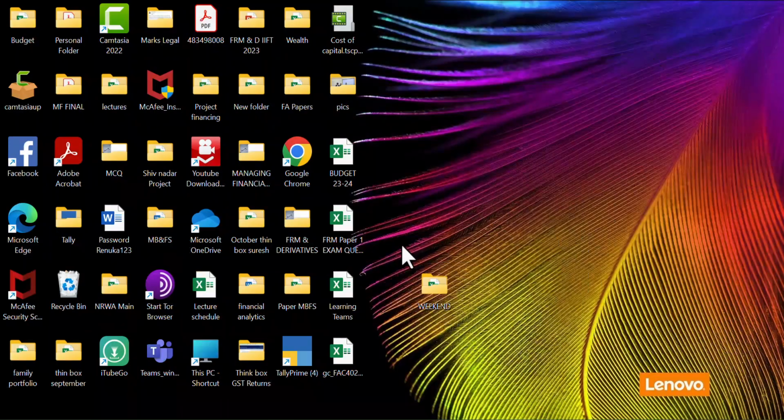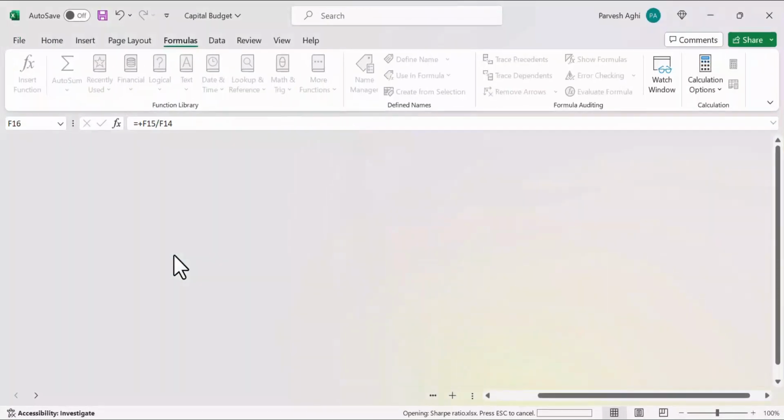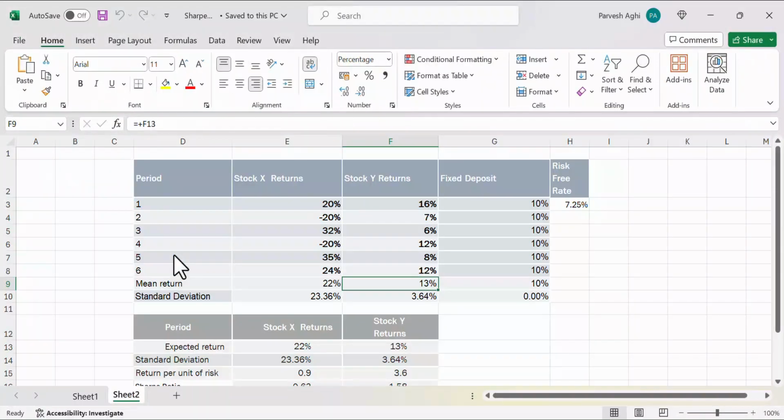So we are going to do a Sharpe ratio also later on, but the idea is to understand the risk. My folder is called Weekend, so I'll open this. Have you got this open with you? Just open if you have your laptops. There's a file which I have shared on Google Classroom, which is named Sharpe ratio.